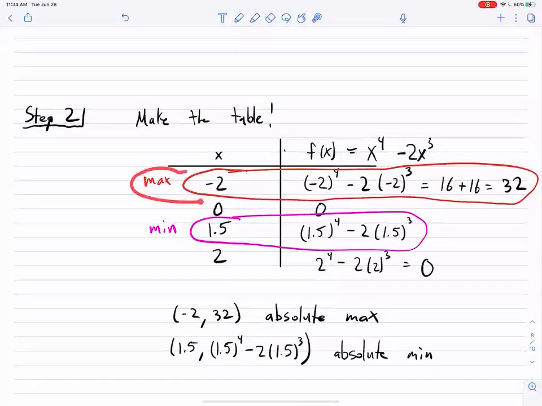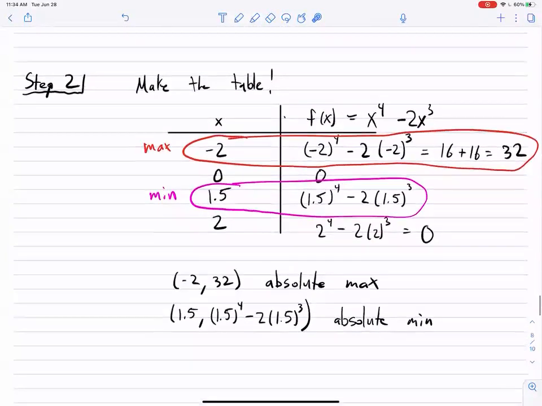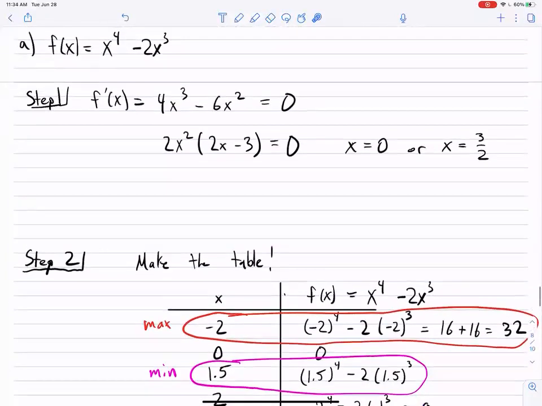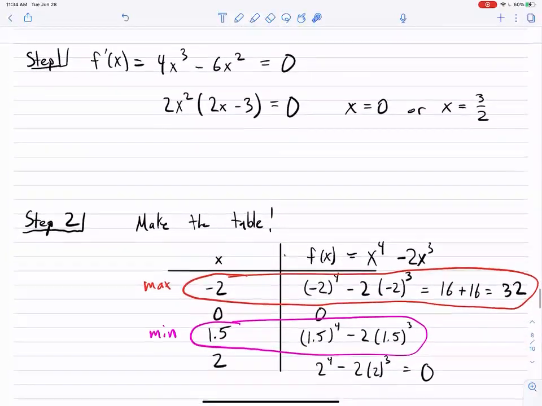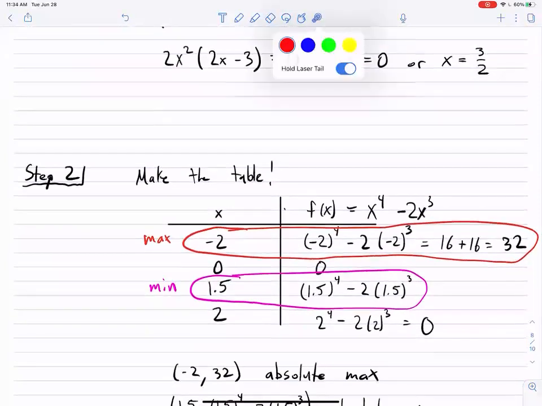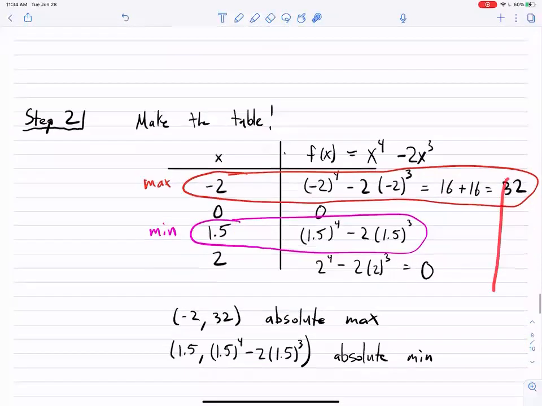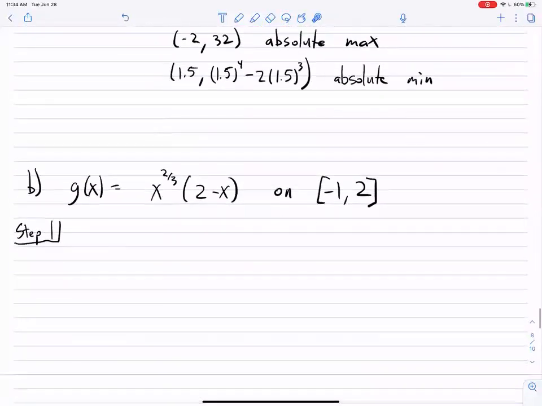So the max happened at an endpoint and the min happened at a relative minimum. And so that's how we use this procedure. You don't even have to calculate any derivative values. You just solve for when the derivative is 0 or undefined, and then you make a table with the endpoints and those critical points, and then you just see what the function values are. All right, let's do one final example.